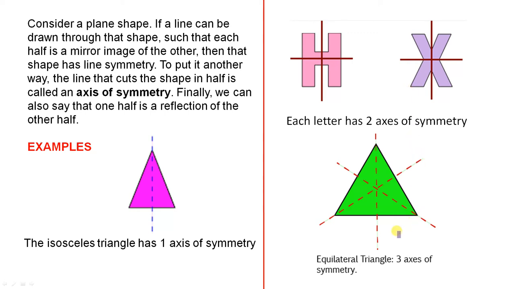The equilateral triangle, where all the sides are equal and all the angles are equal, has three axes of symmetry, and we've just drawn them. If you take any one of those axes, it cuts the triangle in half. That is, one half is a mirror image of the other. So the equilateral triangle does have line symmetry.